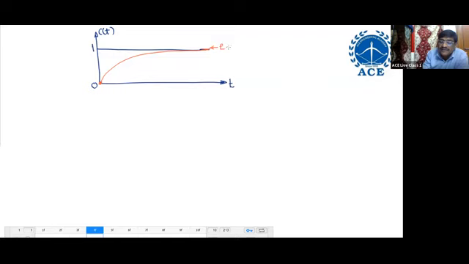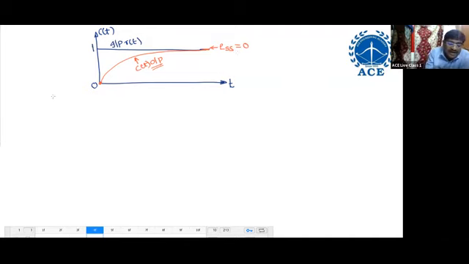That means what is the steady state error? 0. This is the output, C of t, and this is the input, R of t. So R of t minus C of t at t tends to infinity, both are the same. That means the error is equal to 0.